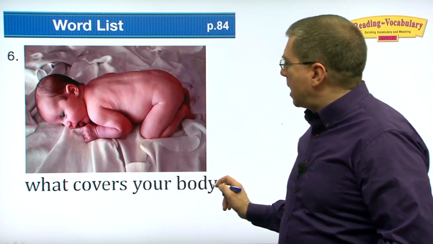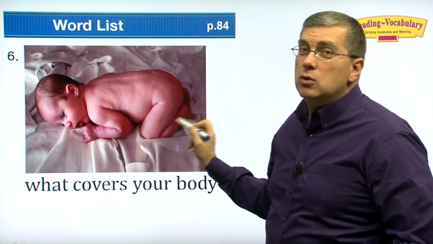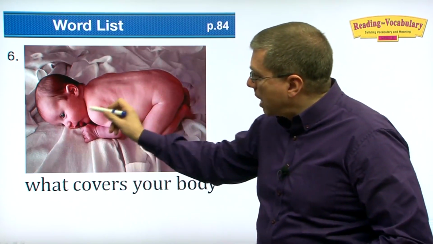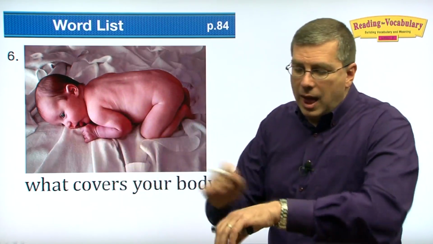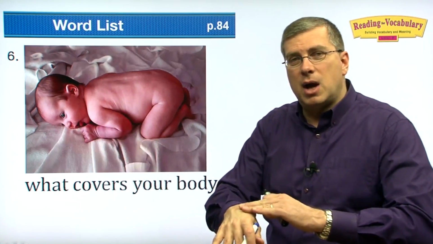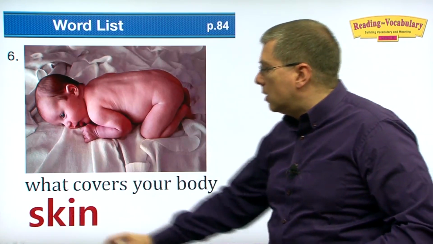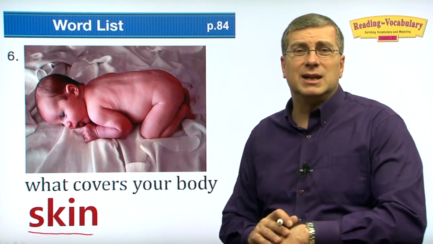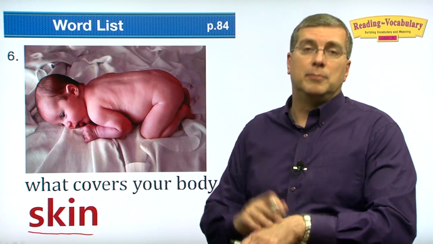What covers your body? Now, of course, this baby doesn't have any clothes on, but there's still something covering his body or her body. We're not sure. But what is this? And we all have it, right? It's covering our body. It protects the inside of our body. What do we call it? We call it skin. And a newborn baby's skin is very soft, right? Soft as a newborn baby.